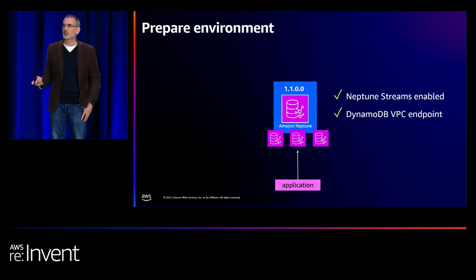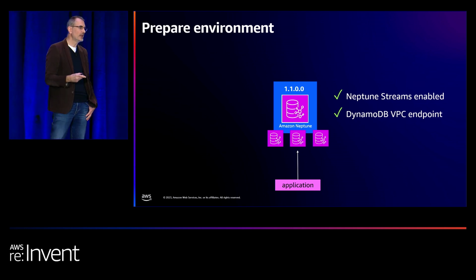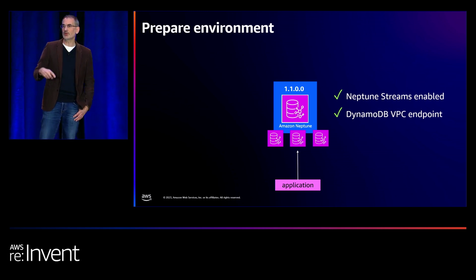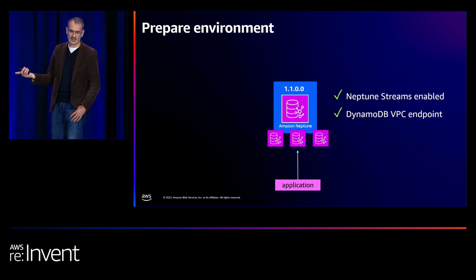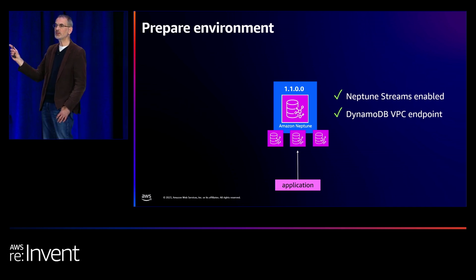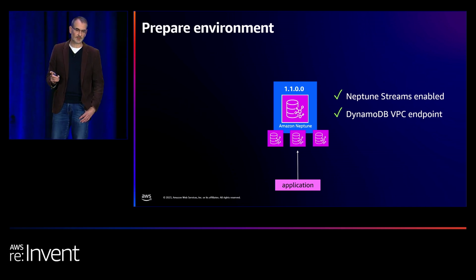So what does this look like in practice? I'll just quickly run through. Here we've got a blue cluster. It's on 1.10, that's the version that will be deprecated at the end of January next year. It's a primary instance with 3 read replicas.